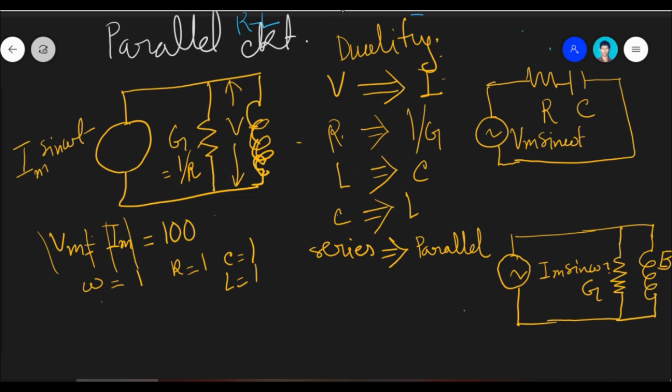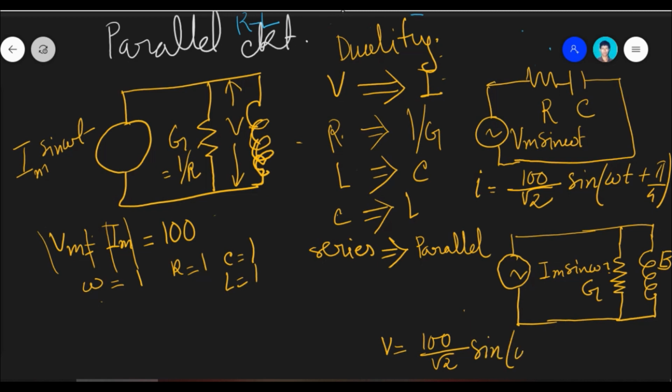So here what is the expression of current you are getting? You are getting I is equal to 100 by root 2, and then it is sine omega t plus pi by 4. And similarly here, what you are getting is V is equal to 100 by root 2, current is sine omega t plus pi by 4.